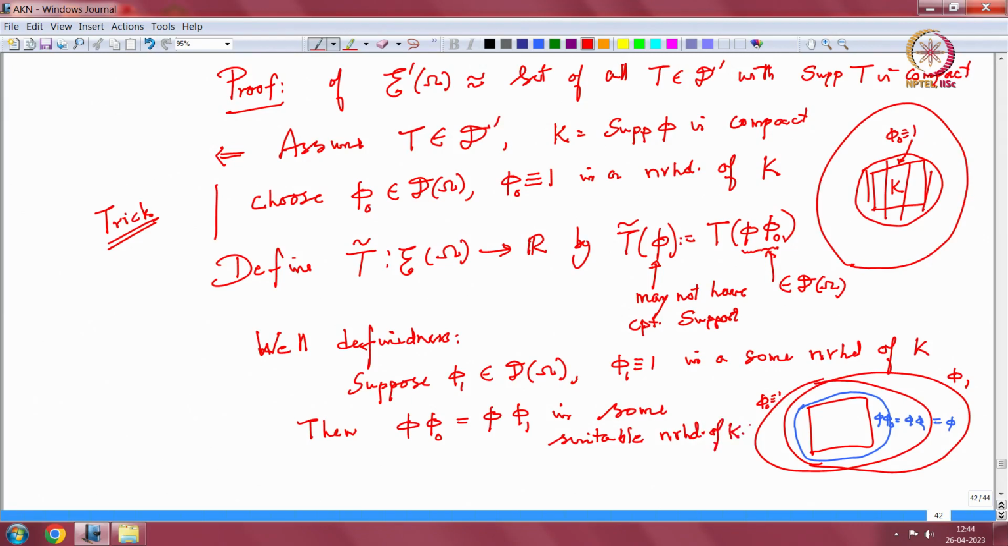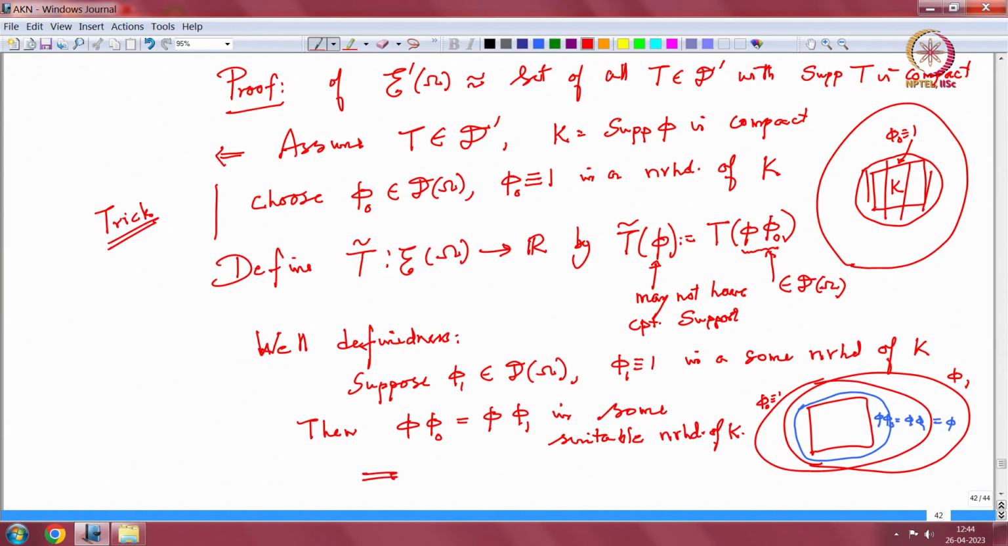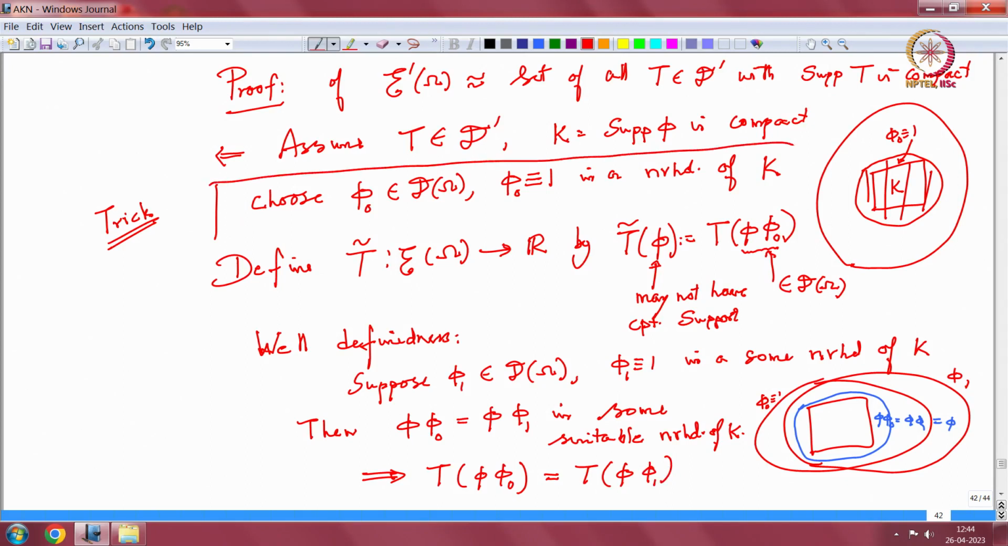And then by our previous observation, if phi 1 and phi 2 agree in a neighborhood of the support of T, then T phi 1 equals T phi 2. That implies T phi naught is equal to T phi 1. So it does not matter which phi naught we choose. It is a trick you always do, and such functions exist, which you would have seen in a previous analysis.